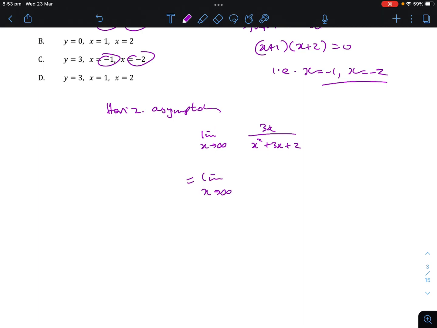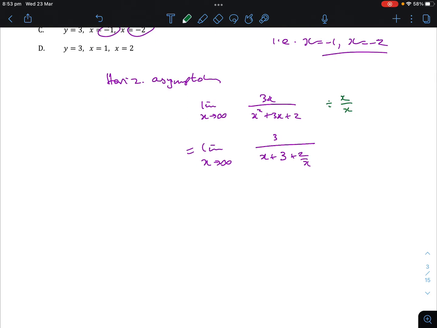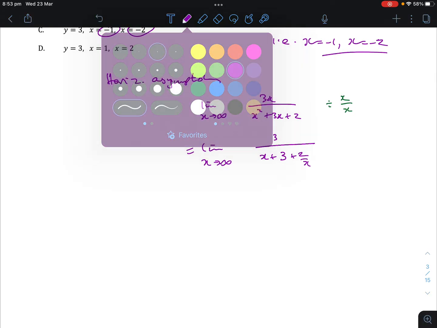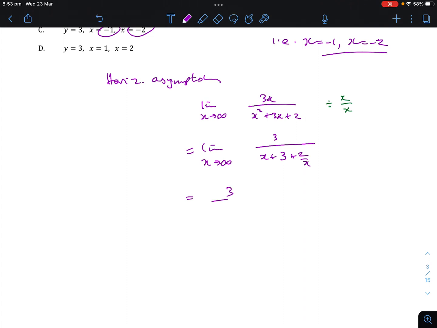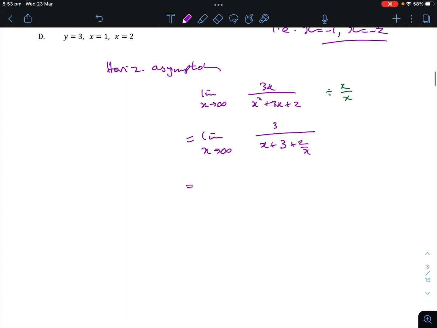as the limit as x approaches infinity of 3 over x plus 3 plus 2 on x, if you divide the numerator and denominator by the highest power of x that you can find in the numerator. That's a trick there. And so when you then take that limit, that equals 3 over some infinitely large number, which doesn't really make sense. So you would then say, well, in that case, the limit is 0.